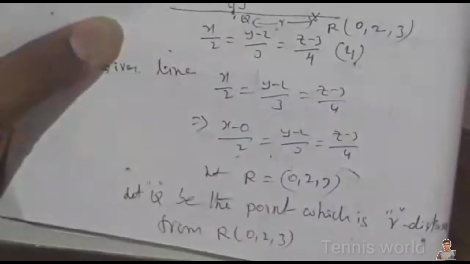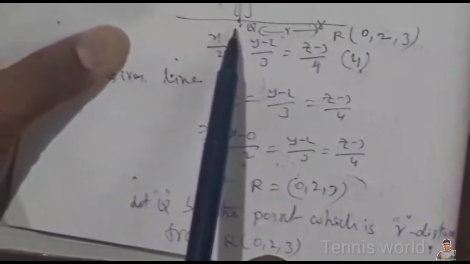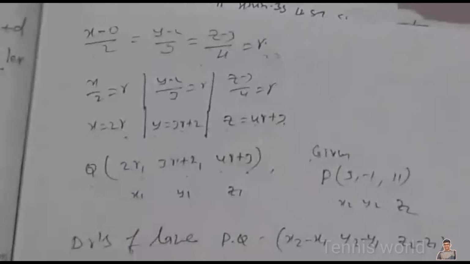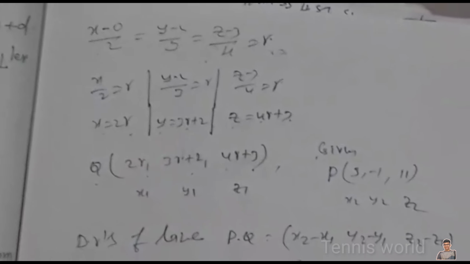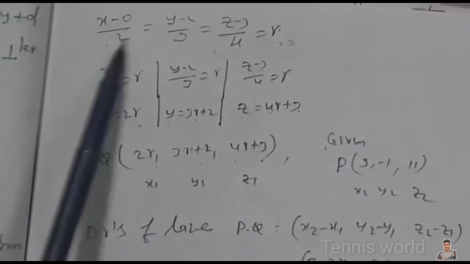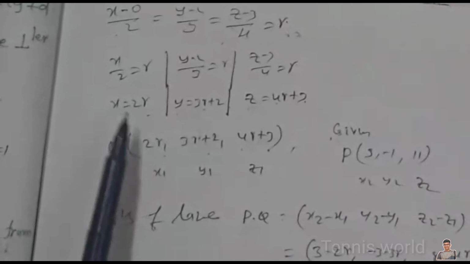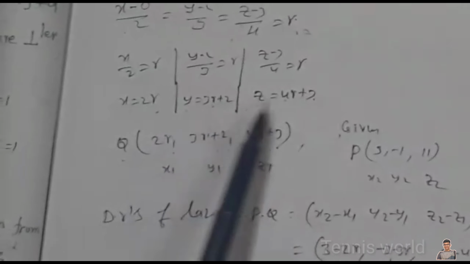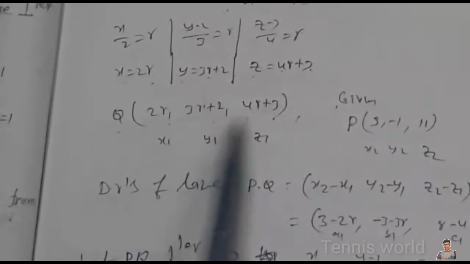That's why I am taking (0, 2, 3) as the capital R point. From capital R, I am taking one more point Q, which is at a distance of lambda from capital R. Now I am going to find the point Q. Let's see. Equate the entire given line to lambda, as in the previous problem process. Equate the first part to lambda, the second part to lambda, and the third part to lambda. Then I got the x value, y value, and z value like this. So I got the point Q.